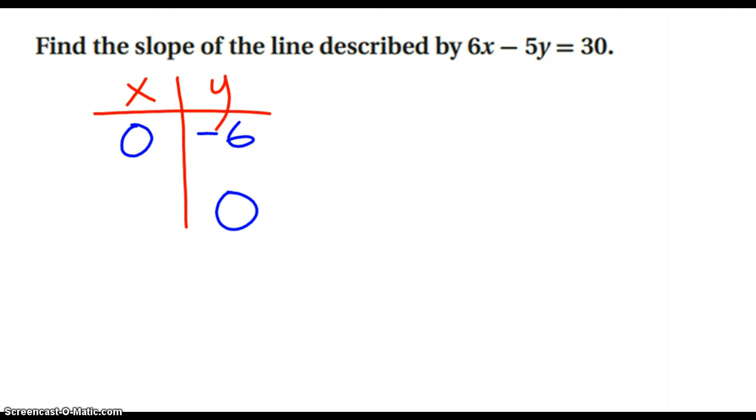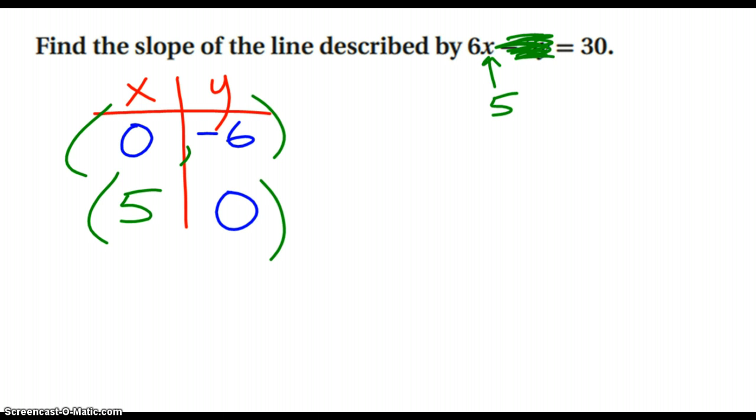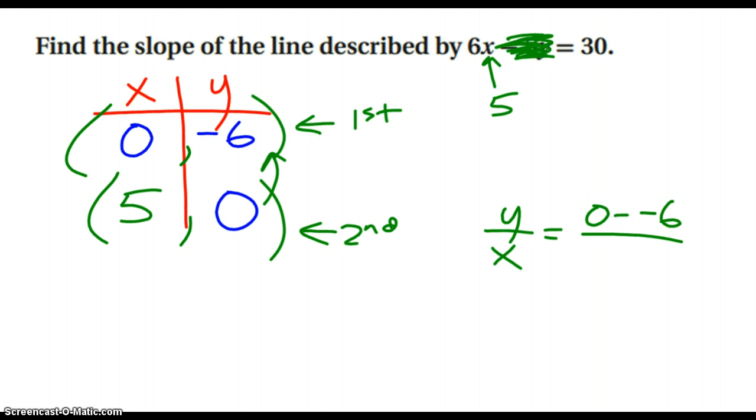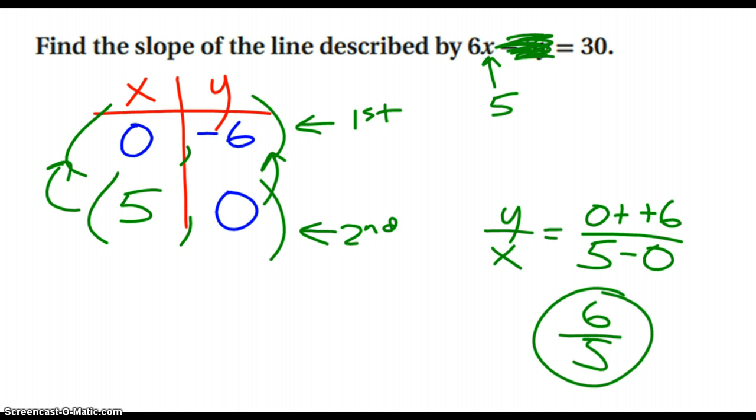And then now if y is 0, this is now gone because -5 times 0 is 0. Now 6 times 5 would make this possible. So if it's in a table, it's real easy. Let's say this is my second point, and this is my first. Now I can just do, okay, I know it's my y over x, so I can just say, okay, 0 minus -6 over 5 minus 0. And I will get 0 plus 6 over that, and we get 6/5 for a slope.